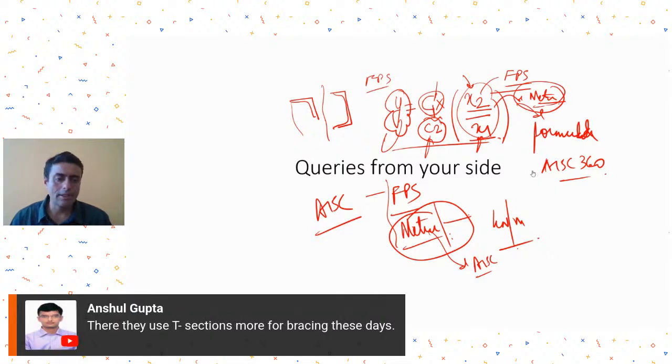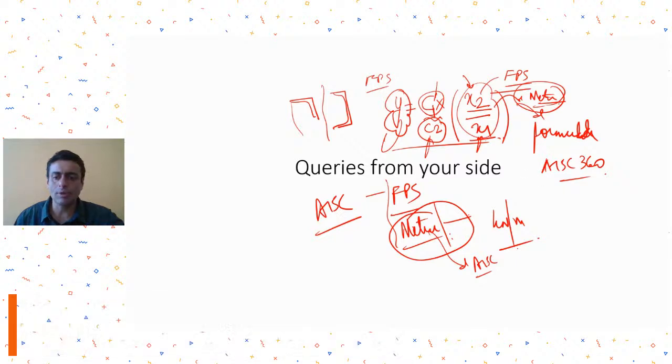Mr. Anshul Gupta is saying there they use T sections more for bracing these days. Yeah, so for bracings, you might be using angles. For heavier bracings, you might be using built-up channels. Yeah, I do agree. But then we will not be elaborating the design of them. By elaborating the design, I mean we will not be doing a lot of manual calculations for it. We will rely on the software for their output.